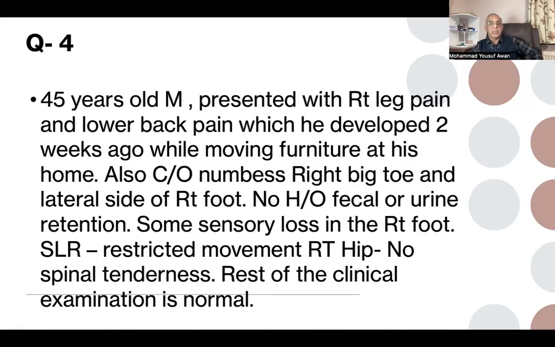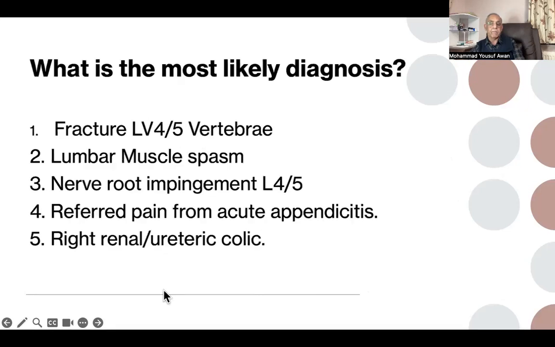So the next question: a 45-year-old male presented with right leg pain and lower back pain, which he developed 2 weeks ago while moving furniture at his home. He also complains of numbness in the right big toe and the lateral side of the right foot. No history of fecal or urinary retention. Some sensory loss in the right foot. Straight leg raising sign positive, restricted movement of the right hip, no spinal tenderness. The rest of the clinical examination is normal. So what is the most likely diagnosis?